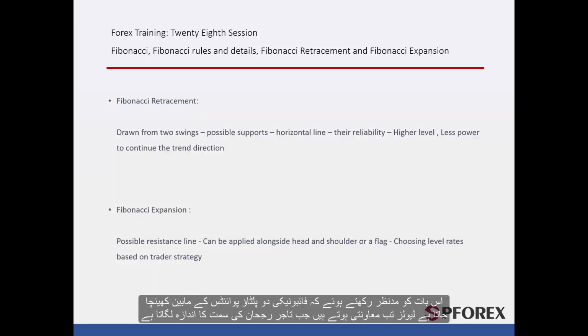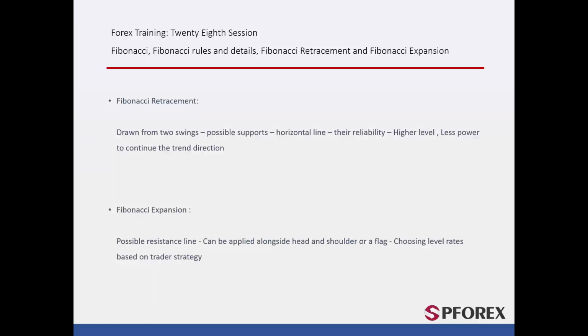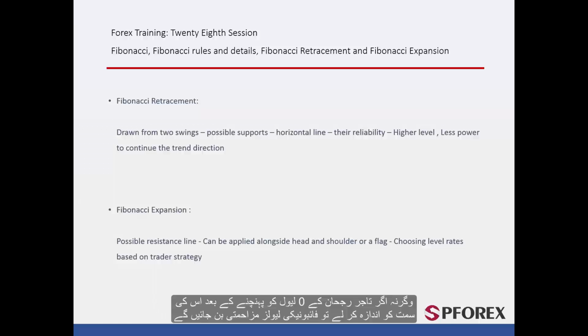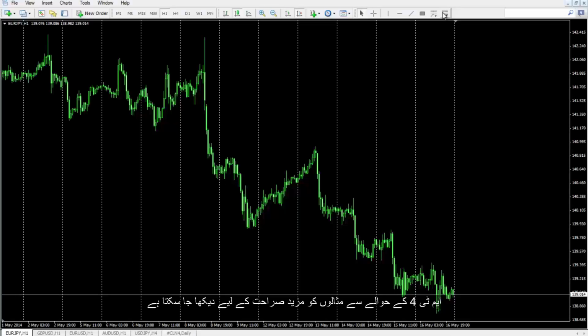Considering that Fibonacci is drawn between two reverse points, levels are supportive when a trader realizes the whole trend direction. Otherwise, if a trader determines the direction of the trend after it hits the zero level, the Fibonacci levels would act as resistance. Examples on MetaTrader 4 can be reviewed for further comprehension.